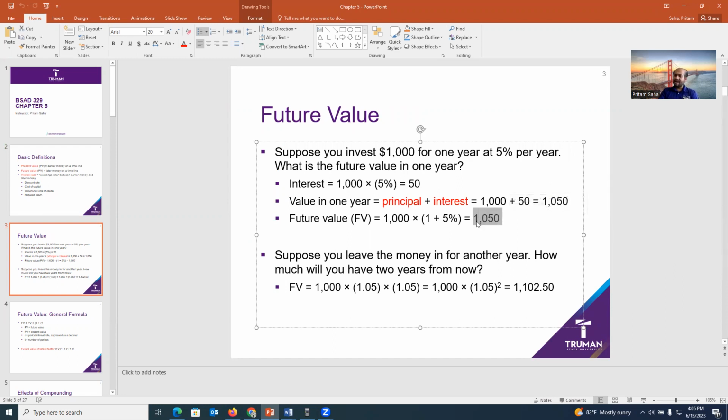Now you decided, I don't need the money. Why not? I invested for 1 more year. So basically, you already invested for 1 year. You want to invest it another year, 1 more year. So now look at the process. Look at the process. So now I need to explain this process.